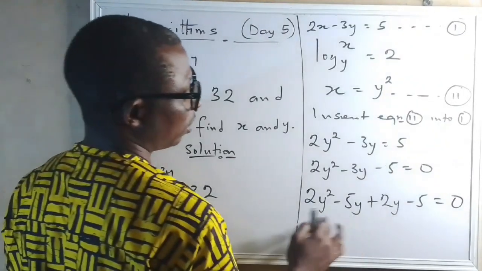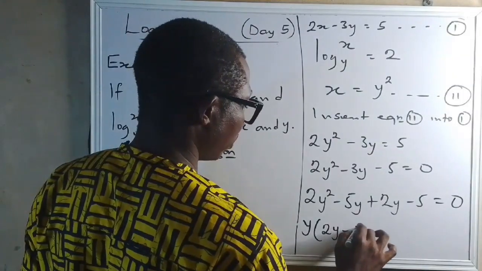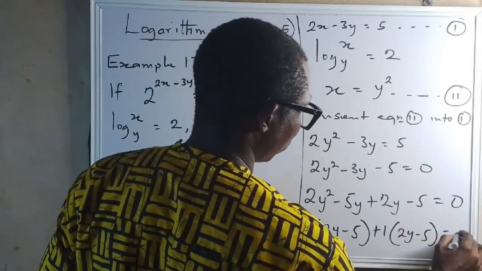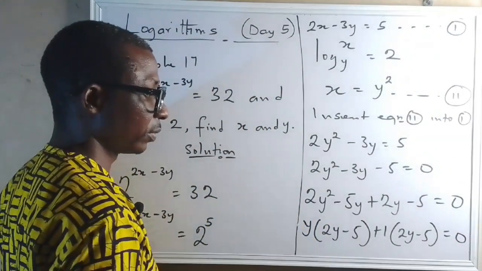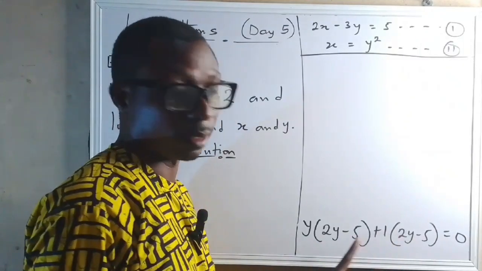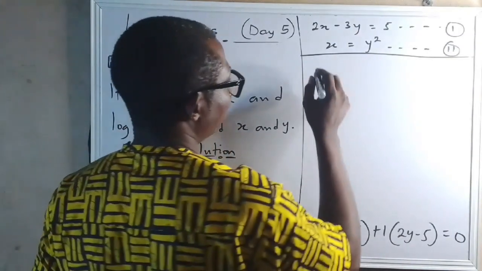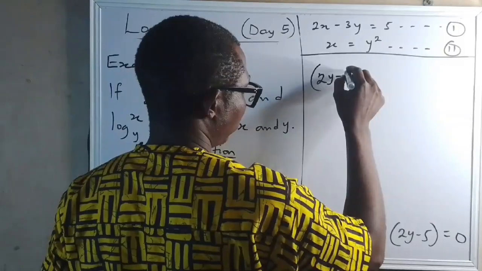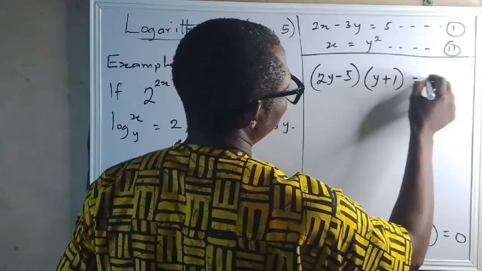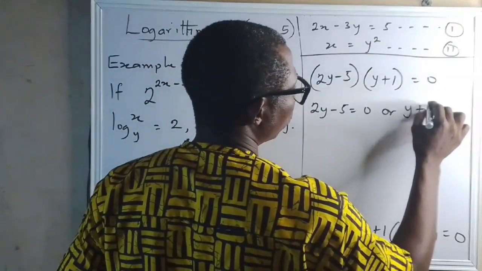Okay, so what's the common factor here? y. So you factor out y, you have 2y minus 5. The common factor here is 1, so you have 2y minus 5. Now you factor out the common term: 2y minus 5 is common. So I have 2y minus 5, and you are left with y plus 1. So you have 2y minus 5 equals 0, or y plus 1 equals 0.